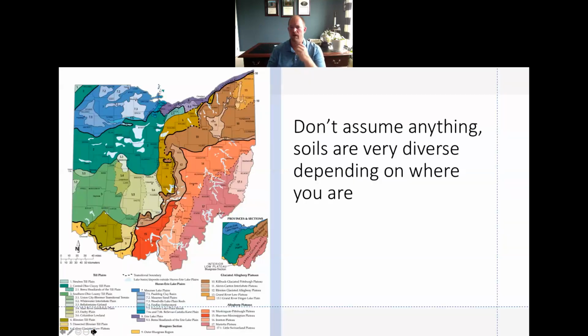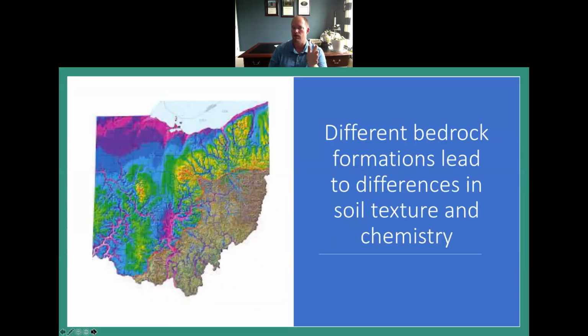What are some of the takeaways that we can look at? So number one, don't assume anything in soils in Northeast Ohio. When you look at a soil map or geological map of Ohio, you can see that up in Northeast Ohio especially, it can be very diverse depending on where you are. So you can't take anything for granted that we're all just one way or another. If you were over in Toledo or Northwest Ohio, you could get away with that. But it can be a little challenging up here in Northeast Ohio.